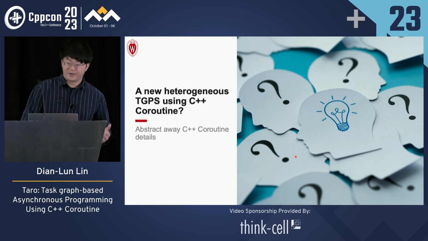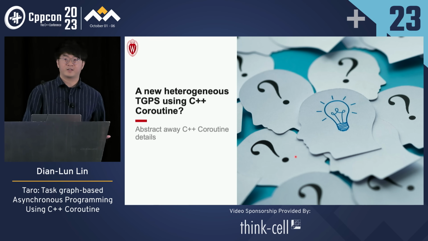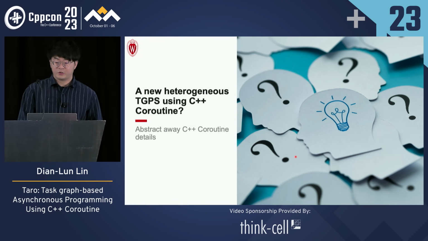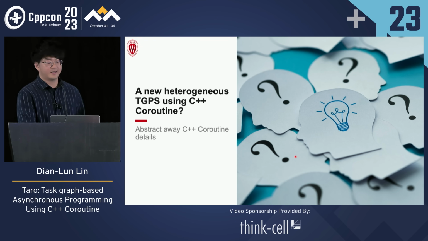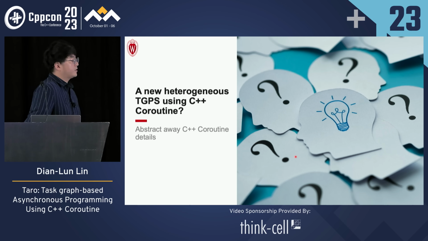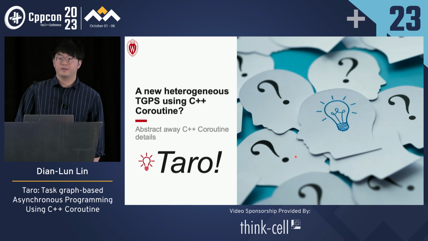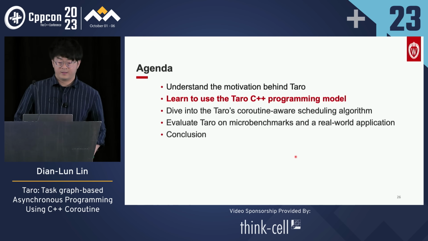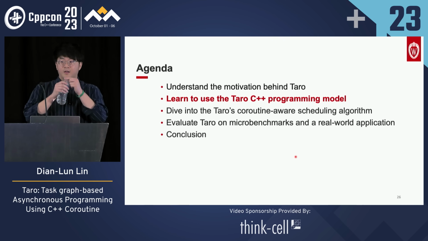So can we have a new heterogeneous TGPS using C++ coroutine? And this TGPS should allow users to enable multitasking within a task, while abstracting away all the C++ coroutine details. And that's where Taro comes into play. Right? Before I dive into the programming model, are there any questions so far?